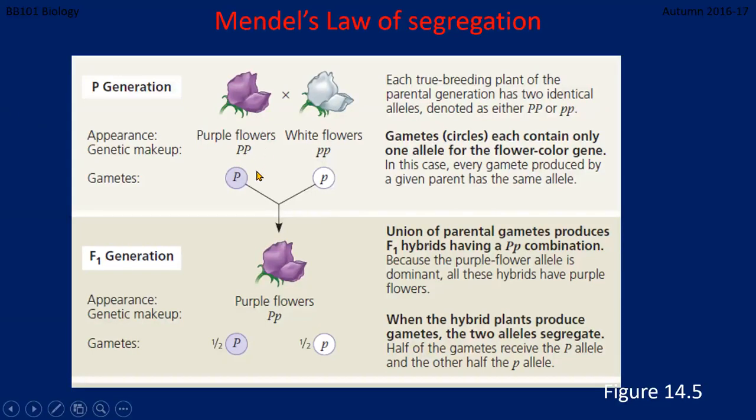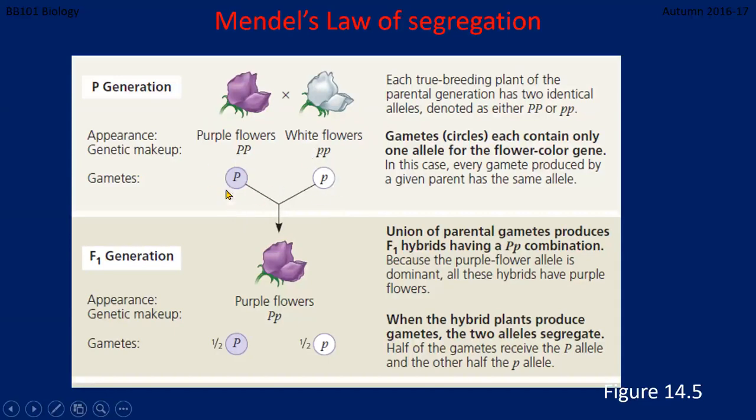And then the gametes will always be haploid. So this is a diploid form, and the gametes will be the haploid form. This is what we discussed in the last lecture. In case of purple flower, this is capital P. In case of white flower, this is lower case p.